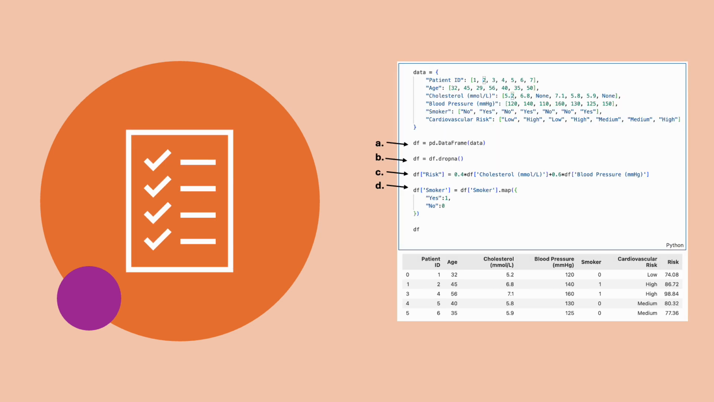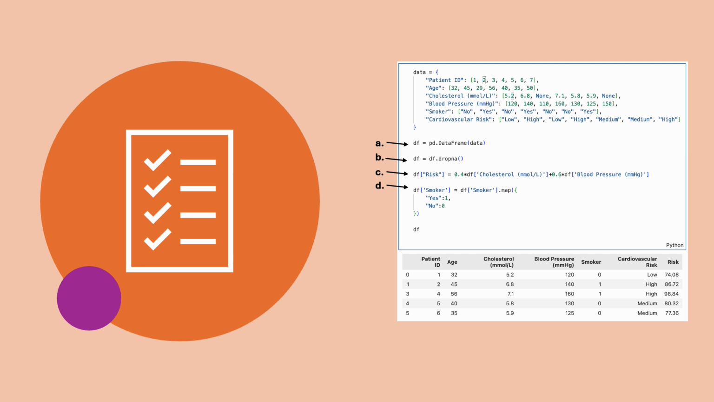All right, let's run through the answers here. So for question A, you were meant to make a data frame out of the dictionary, and you do that by using the command pd.DataFrame and then in brackets the name of your dictionary. It should look like that. Then you want to go ahead and drop any missing values, and you've chosen to do that by reassigning the data frame to its original name, df equals df.dropna.